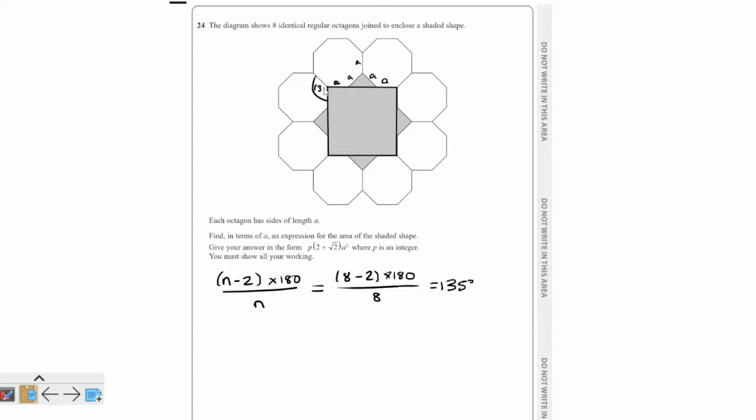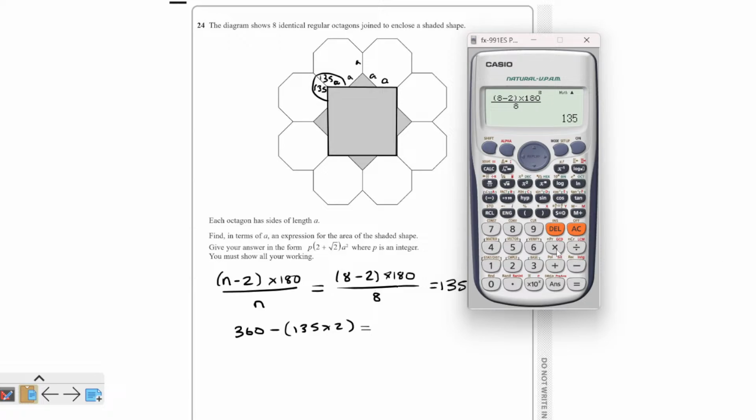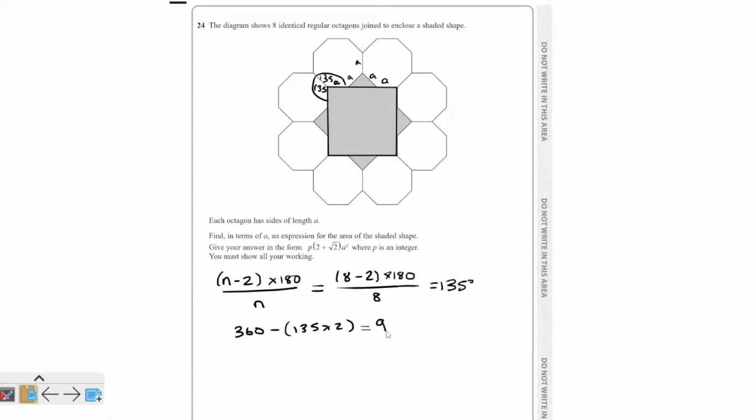That's 135. That's 135. Do you see how I could then work out whatever this bit here is, just in case you wanted to know that? 360, because it's around a point, isn't it? Minus 135 times 2. Take your answer, times it by 2. 360 minus that is 90 degrees. Okay? So we're not assuming that it makes a square, it is 90 degrees.